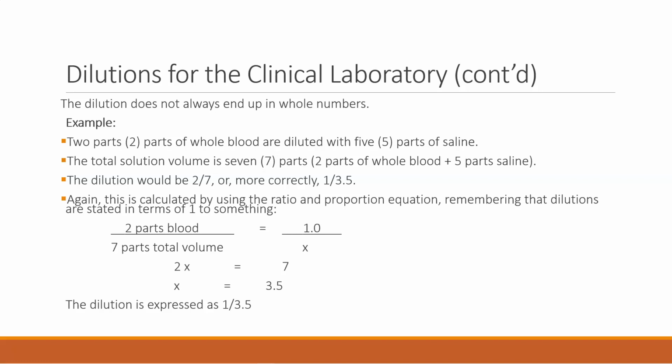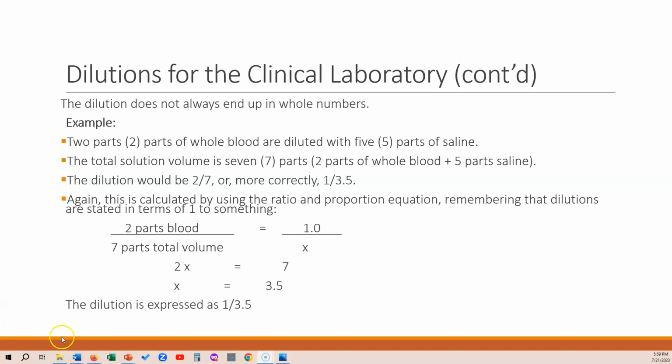So again, you set up your equation. We know 2 parts is blood. We know the total volume of the diluent plus the blood is 7. We know that we have to express that top number as 1, so we're solving for x. So we have 2x equals 7. You divide 7 by 2, and we end up with 3.5. And you thought you'd never have to use algebra again.